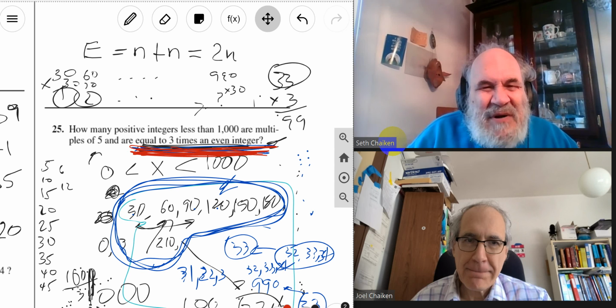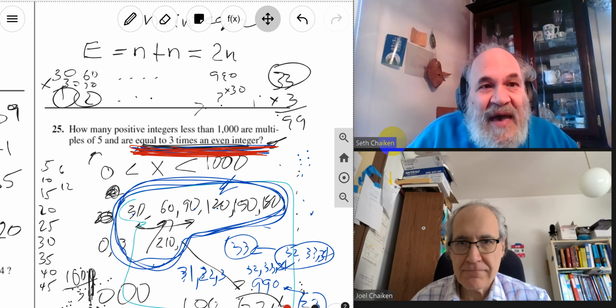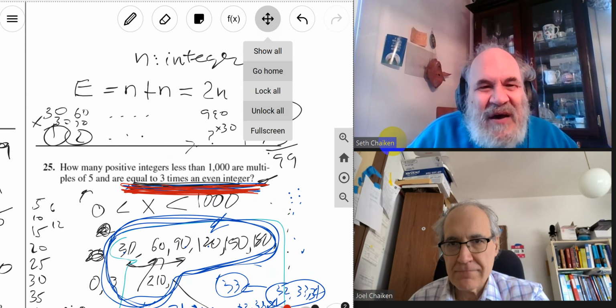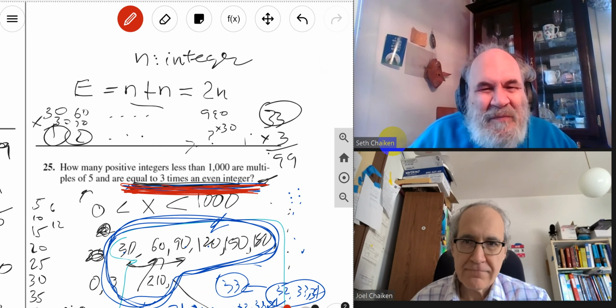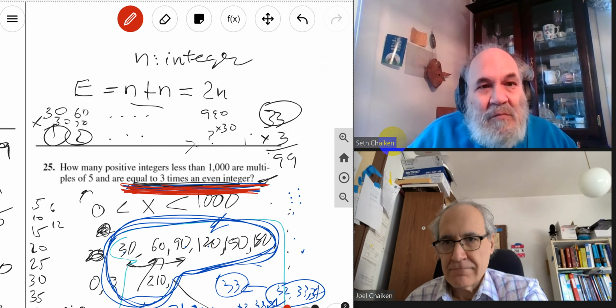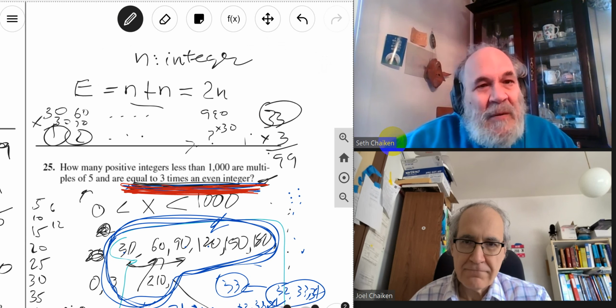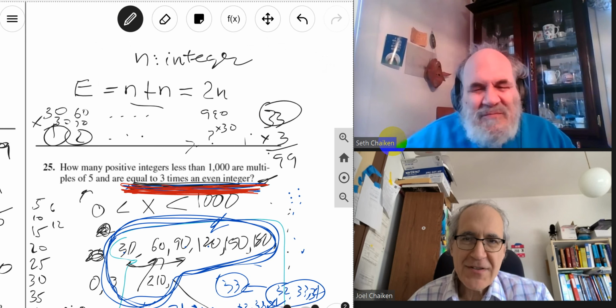Okay. An even number is both a number that's obtained by adding the same integer to itself, and a number obtained by multiplying an integer by 2. But what does it have to do with 3 times the number?